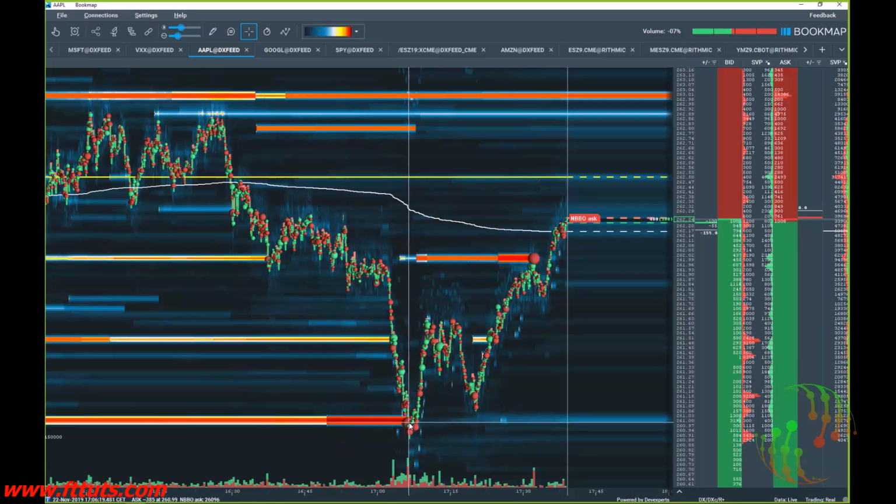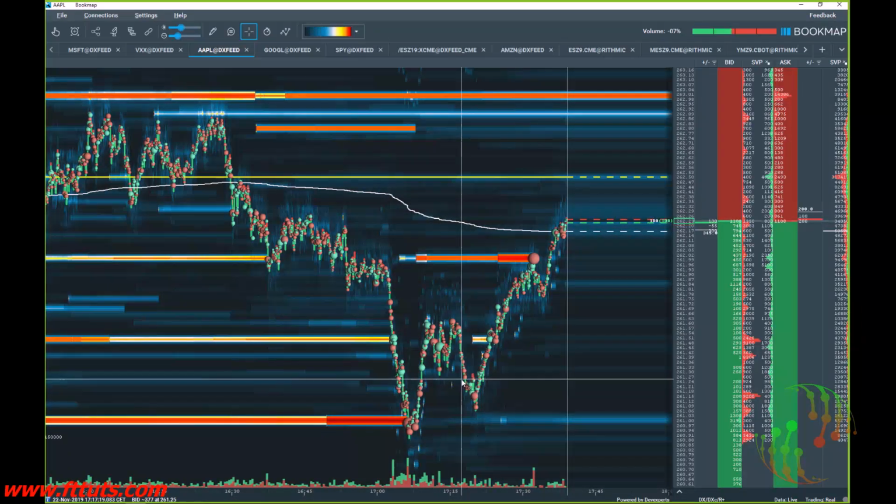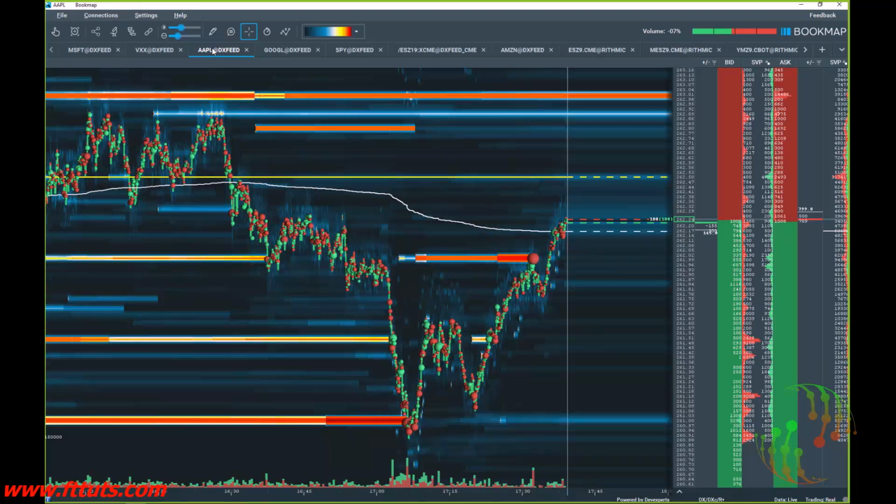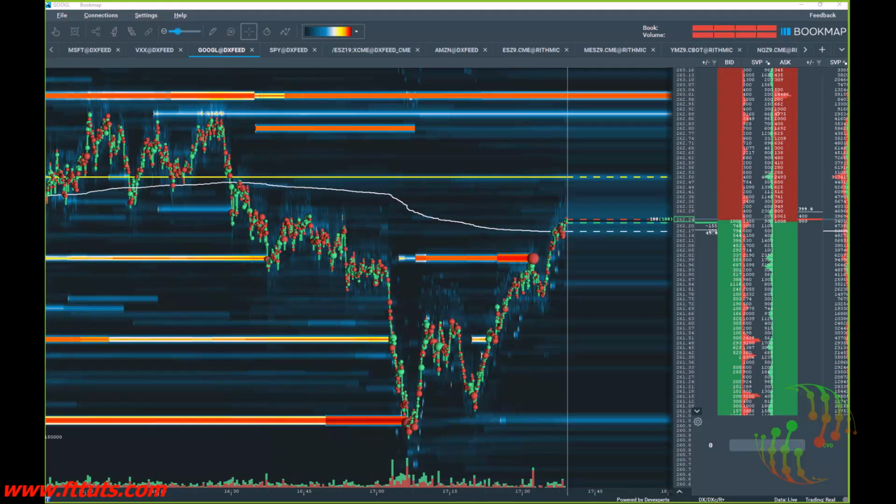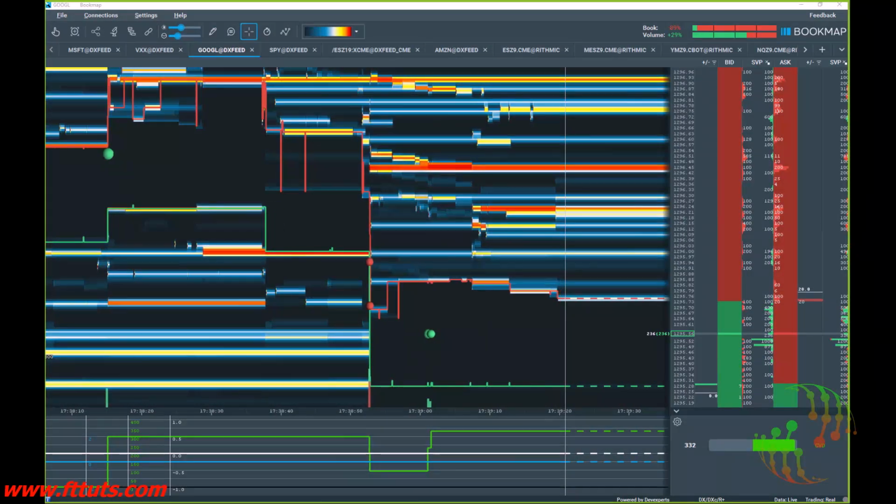Absorption, and when you have this chart on another monitor, you can really be sure of this. Let me extract this chart here.